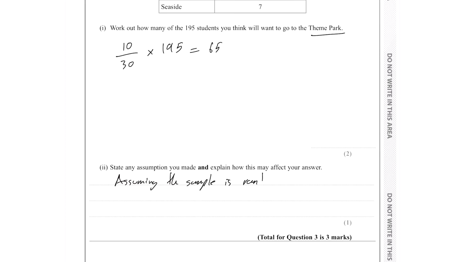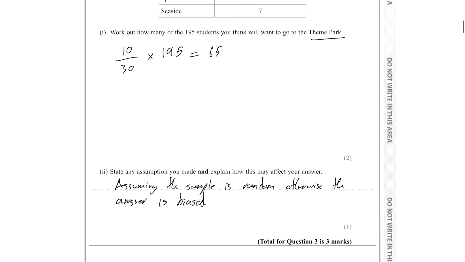Is random. I'll explain how this may affect your answer. So we're assuming that the sample is random. Otherwise, the answer is biased. For example, if you just picked 30 students in her class, maybe everyone in her class wanted to go to the theme park.